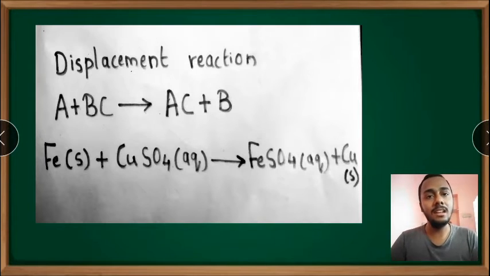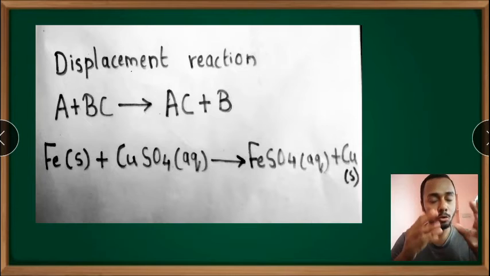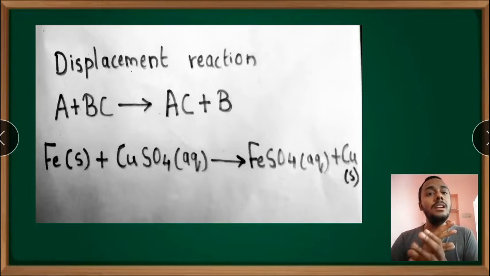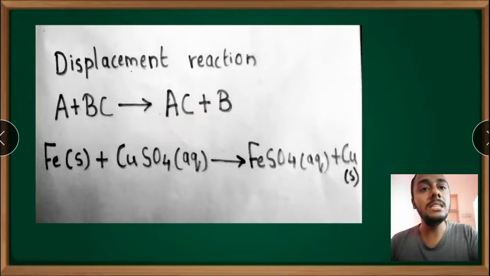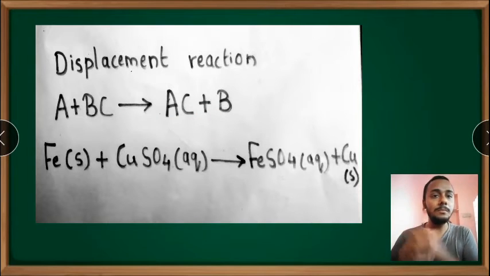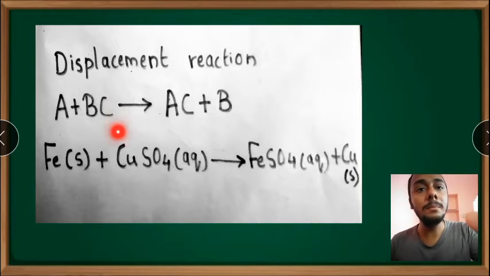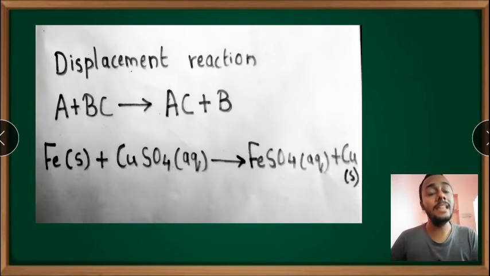Displacement reaction. A displacement reaction means an atom or a component is displaced from 1 component and joined in another component. See, A plus BC gives AC plus B. Here the C is displaced from B and it joined A. C is displaced from B and joined A.